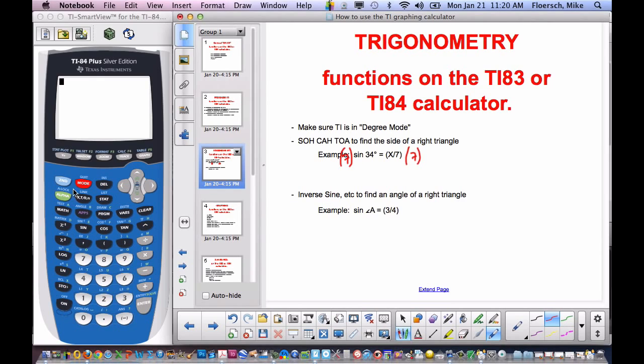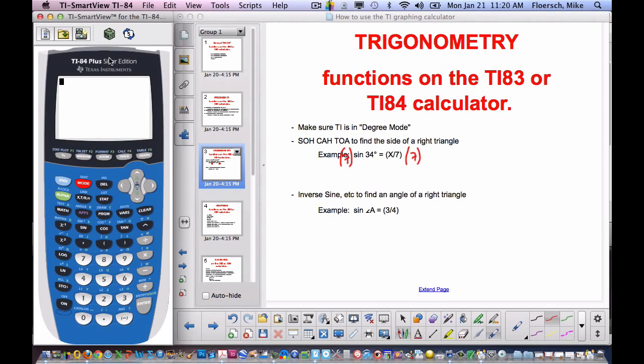Then I would go to my calculator and I would do 7 times the sine of 34 degrees, and I hit enter. You can close parentheses if you want, but if you're done, you just hit enter. And there's your answer. 3.91 units is how long that side is.